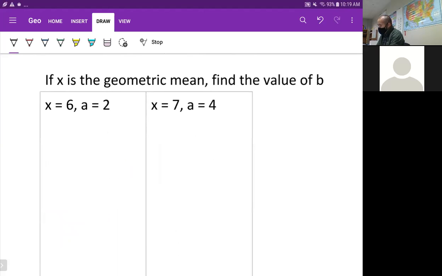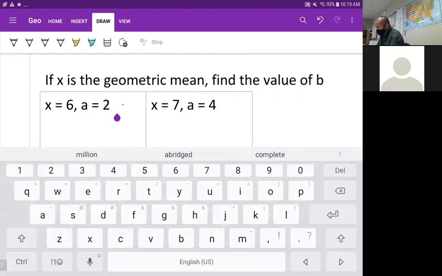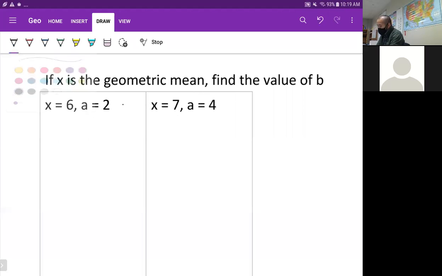Okay, this time, if the geometric mean is this, find the value of b. I need more space. Let's go with it. So this time, remember it's the square root of a times b equals x. I'm just going to substitute things in. Square root of 2 times b equals 6.